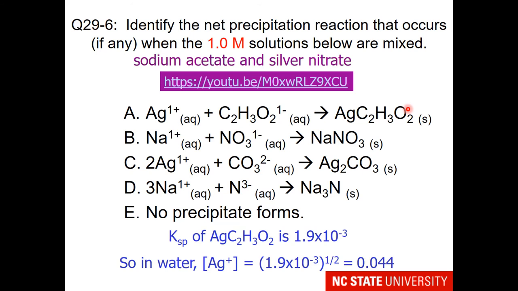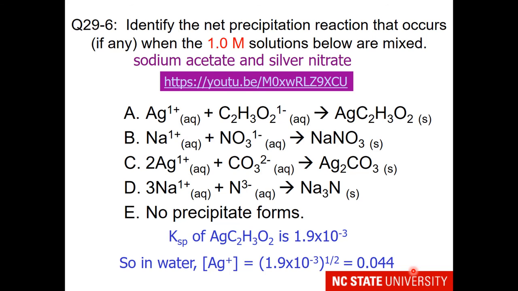So when we looked up the Ksp of the two items, sodium nitrate and silver acetate, we found that the Ksp of silver acetate is 1.9 times 10 to the minus 3. When you do the calculation, you realize that silver's solubility in water with acetate is 0.044 molar. Well, we were at 1 molar. I guess you can see why a precipitate occurred now.